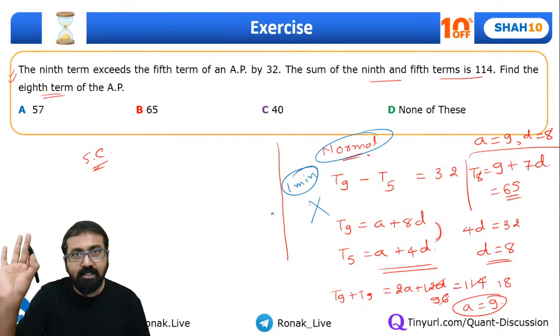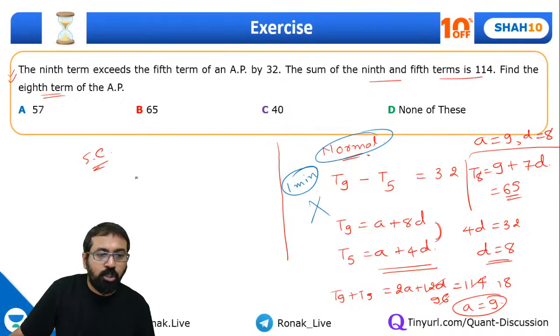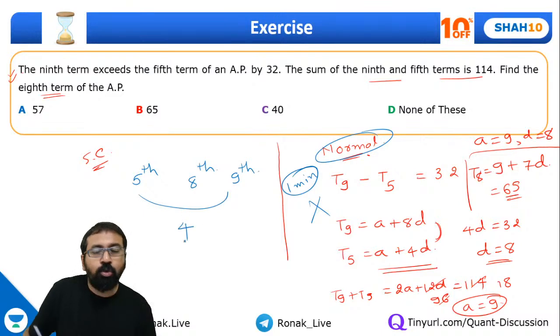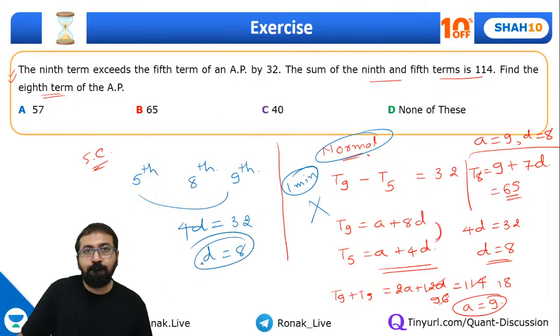So now let's understand the shortcut for this. Please understand, this is the 5th term, this is the 9th term, and I want to find out the 8th term, so let me write the 8th term over here. This is the 9th term. There is a difference of 4 terms. So definitely this 4D is equal to 32. So I'll get D as 8 straight away.